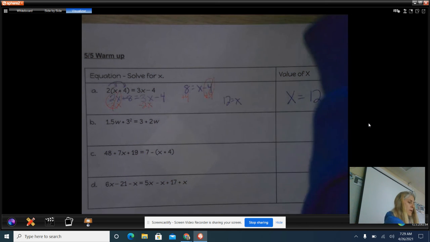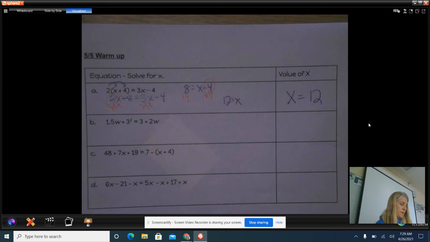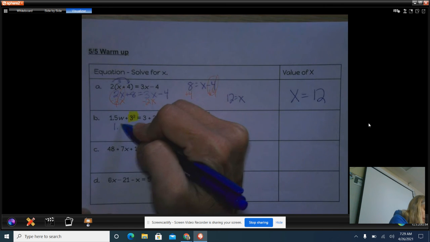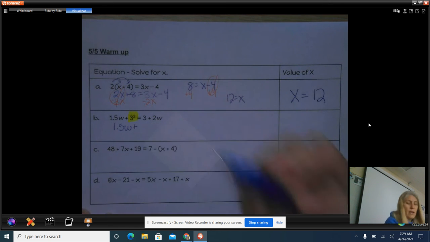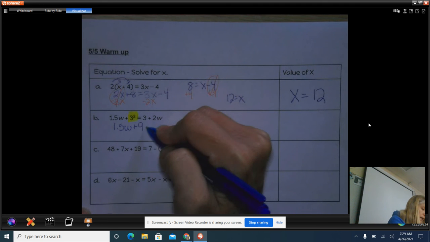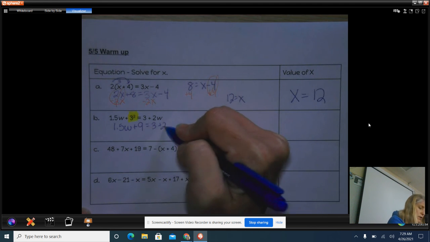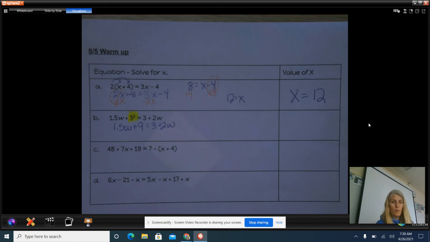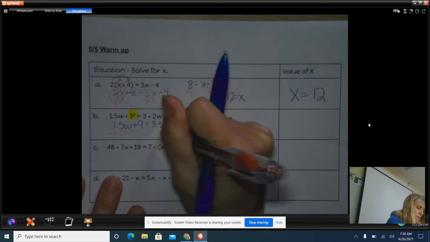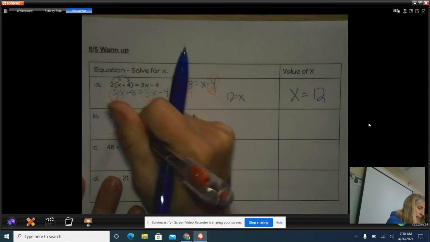Okay. For this one, we're going to go ahead and start by squaring 3 squared. So we have 1.5w plus 3 squared is 9. 3 times 3, 9 equals 3 plus 2w. My smaller is 1.5w, so I'm going to subtract 1.5w from both sides.